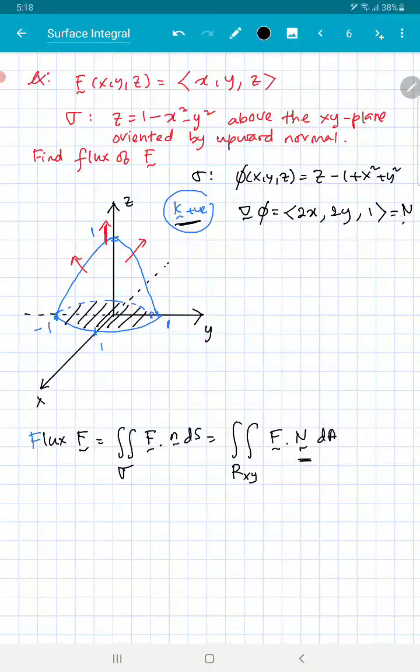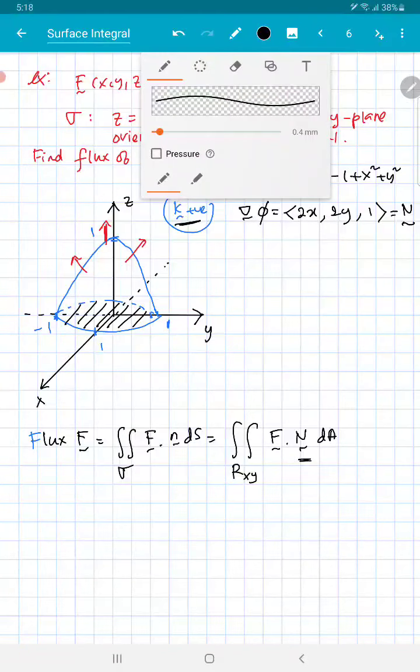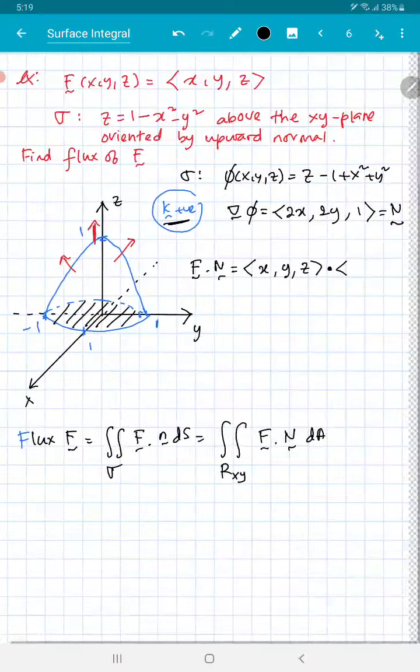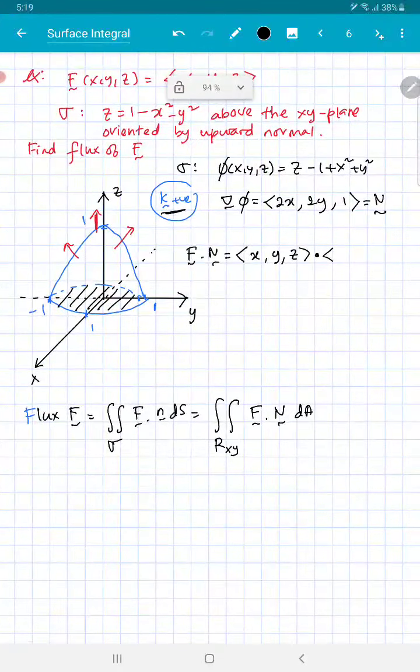Now we need to dot F and n. Okay, let me erase this. So we have our vector field F. We need to dot that with the normal vector. So F is xi plus yj plus zk. And the normal vector, we already evaluated, is 2xi plus 2yj plus 1k.